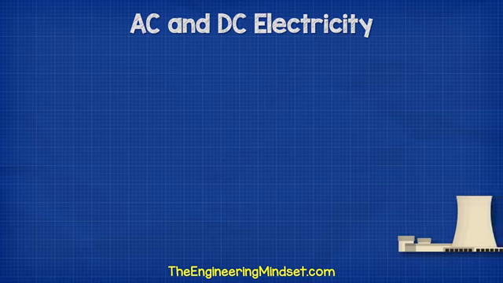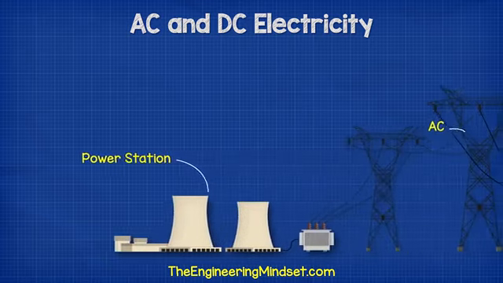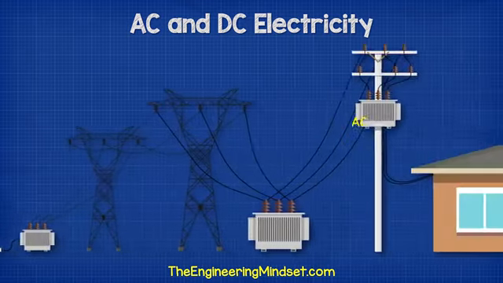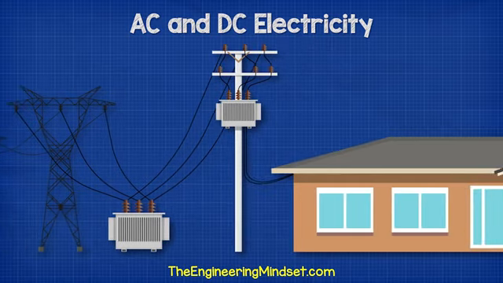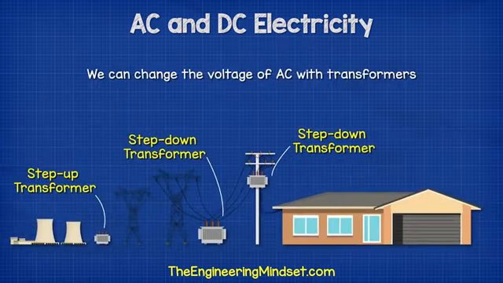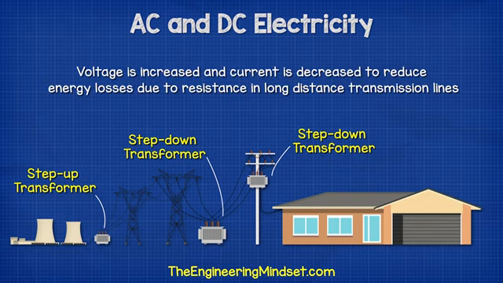In most cases, we transport electricity from a power station to the towns and cities using AC electricity, because it's easy to increase and decrease the voltage using transformers. And it's also very efficient to transport electricity over long distances using this method.